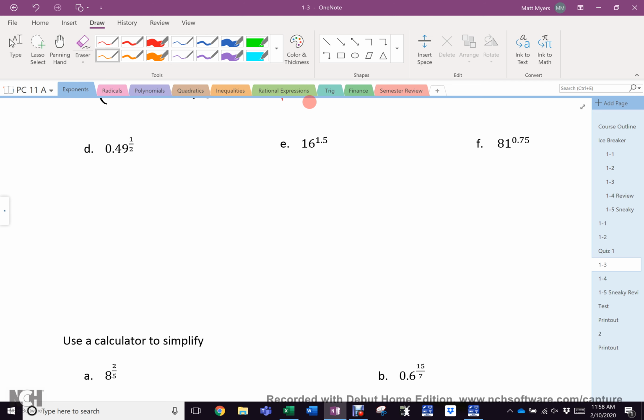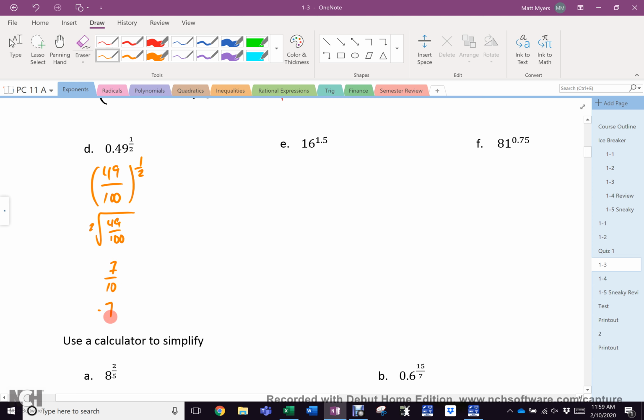I would turn it into a fraction. 49 over 100 to the 1/2. And that, of course, is the square root of 49 over 100. Do I even need the 1? No. So what is it? 7 over 10 or 0.7.